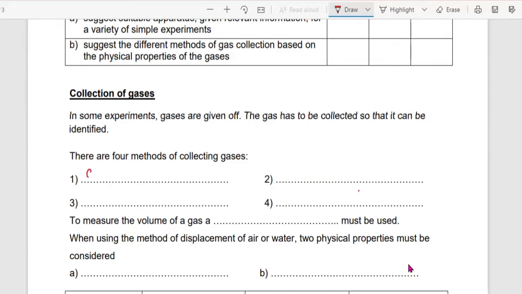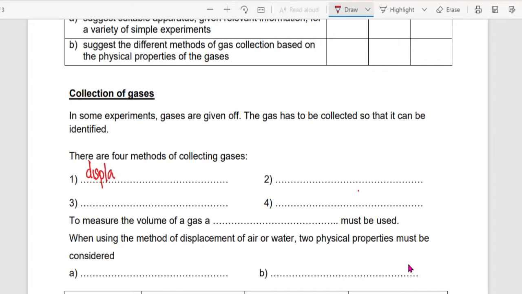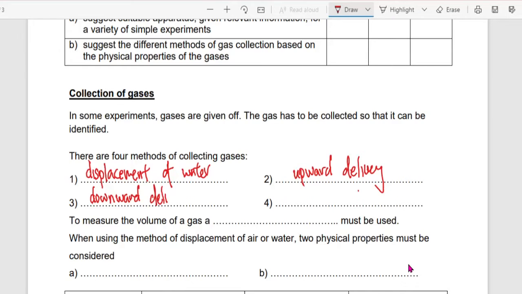So the first method is actually displacement of water. Second one is actually upward delivery. Third one is actually downward delivery. And the last method to collect gases is actually using your gas syringe.